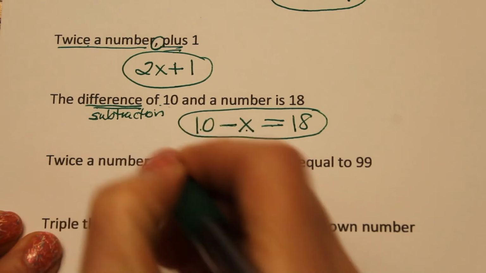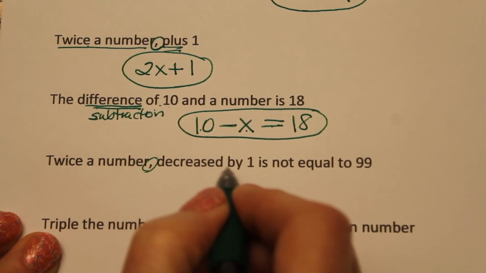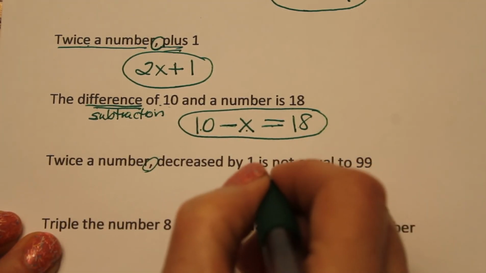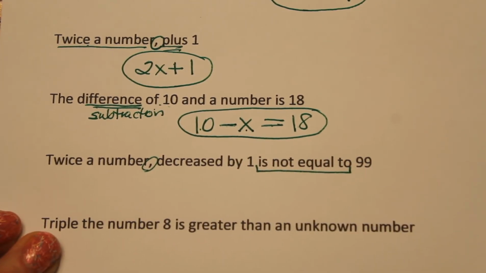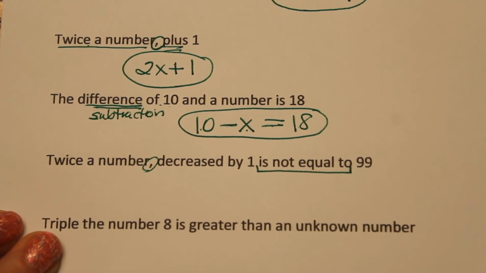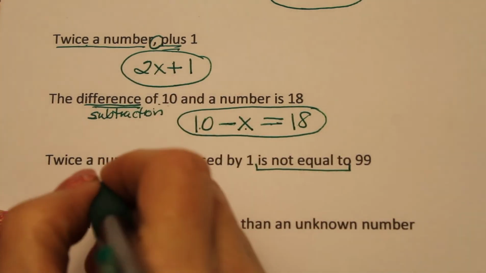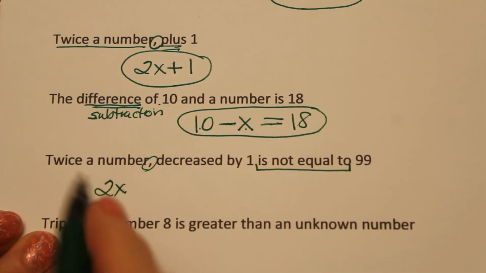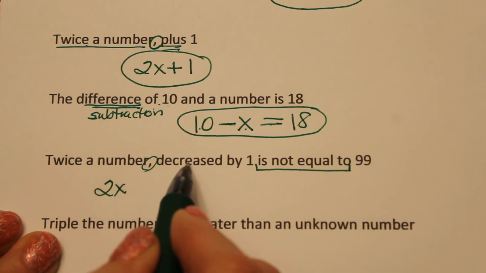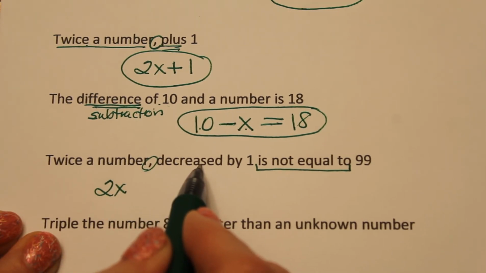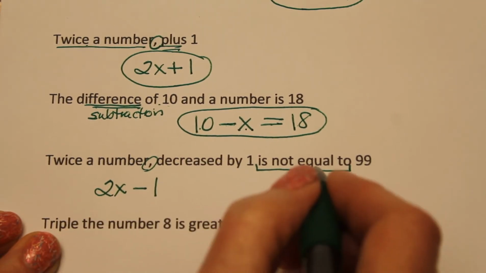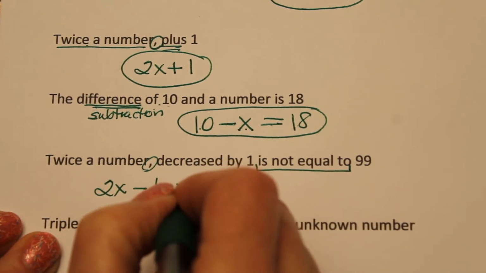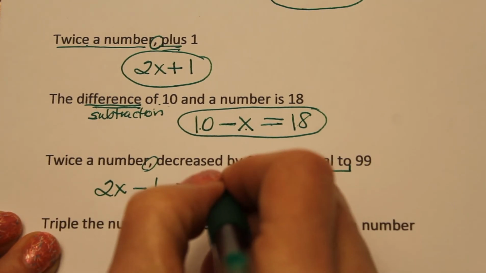Twice a number, then decreased by 1 is not equal to 99. So that's going to have the slash through the equal sign. First we're going to do twice a number. Twice a number is 2 times a number. Once we've done twice the number, that is going to be decreased, which is subtraction, by 1, is not equal to 99.